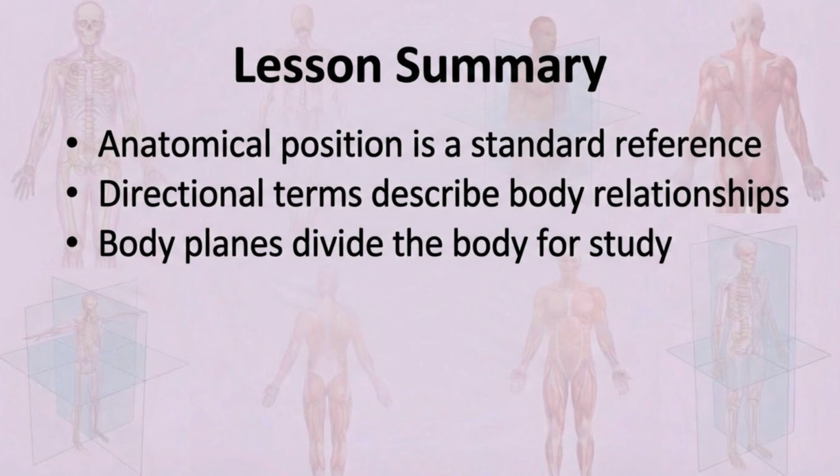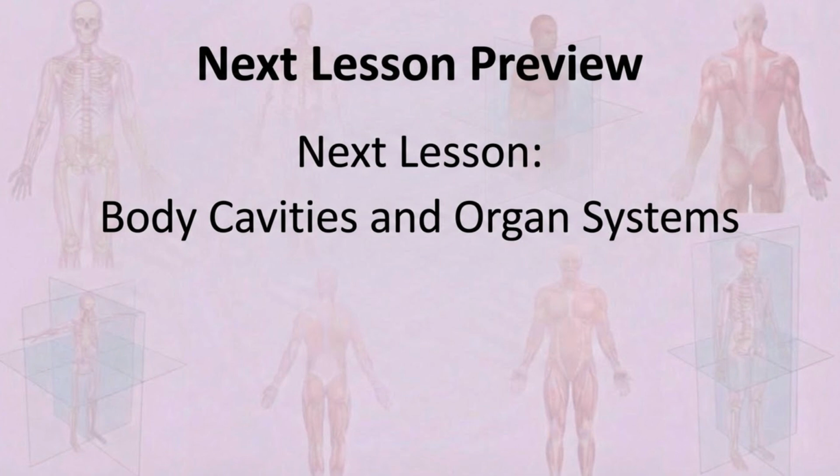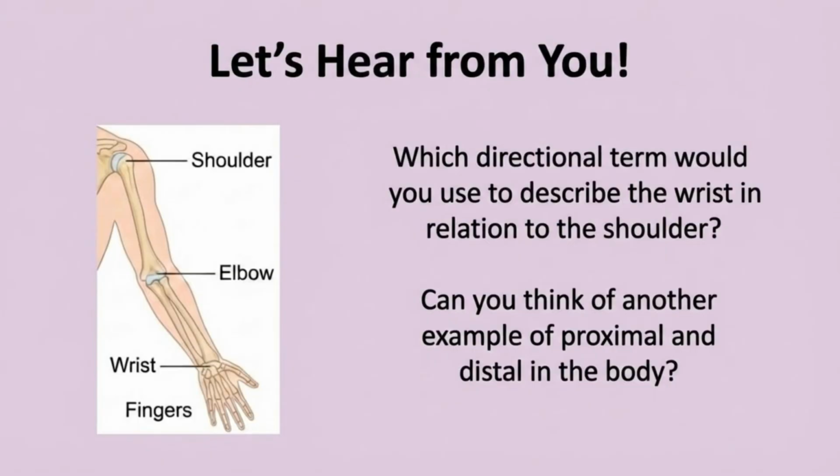In this lesson, we learned that anatomical position provides a standard reference, directional terms describe relationships between body parts, and body planes divide the body for easier study. In the next lesson, we will explore body cavities and organ systems, including where major organs are located in the body.